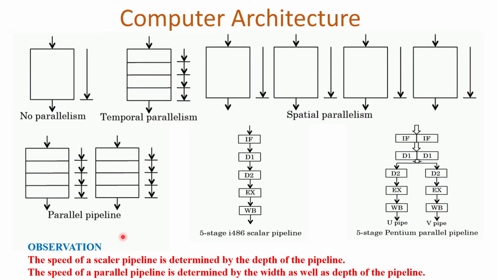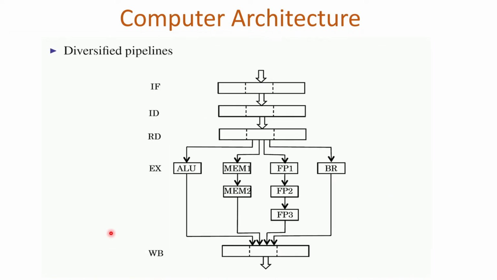in terms of the depth of the pipelining, right? Depth of the pipelining means the total number of stages that we have in the pipelining. But the speedup for a parallel pipelining is determined by the width as well as the depth of the pipelining, because the same pipelining has been replicated maybe more than once.